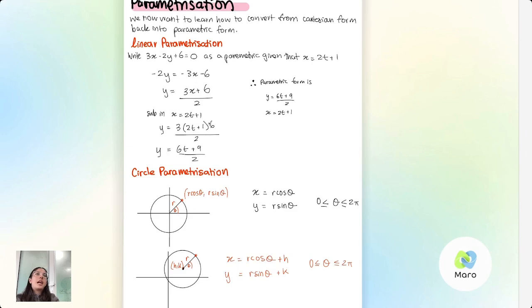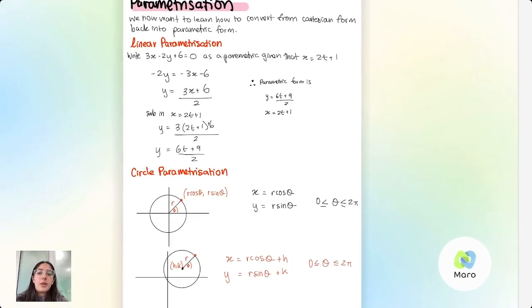So if the question says something like theta between 0 and 2 pi, you just need to make sure to write that in your parametrization. Okay? So I'm going to give you guys a little example to try for circle parametrization.